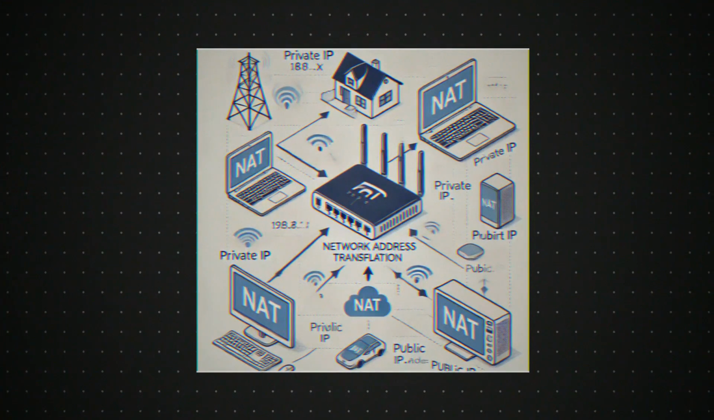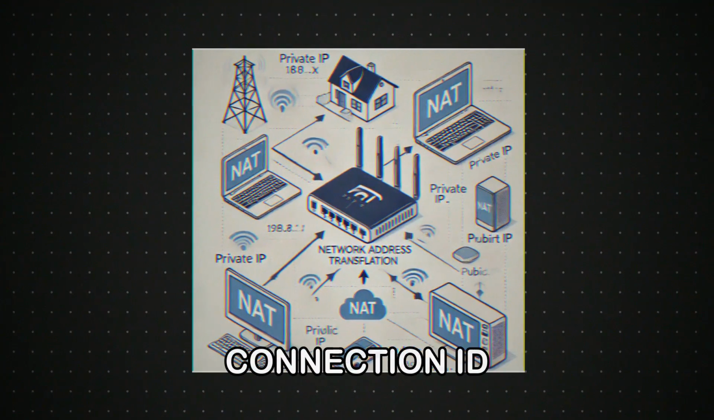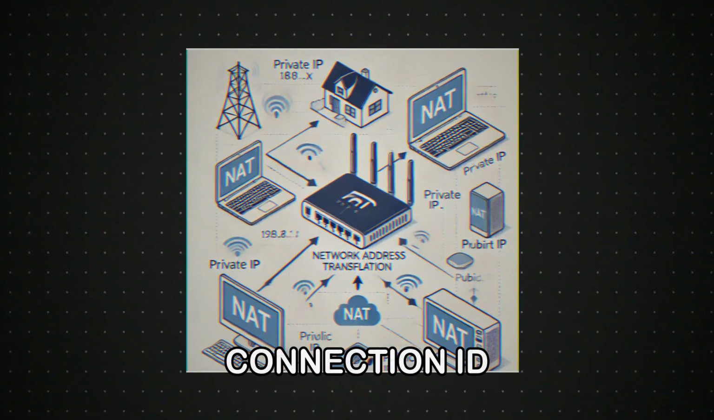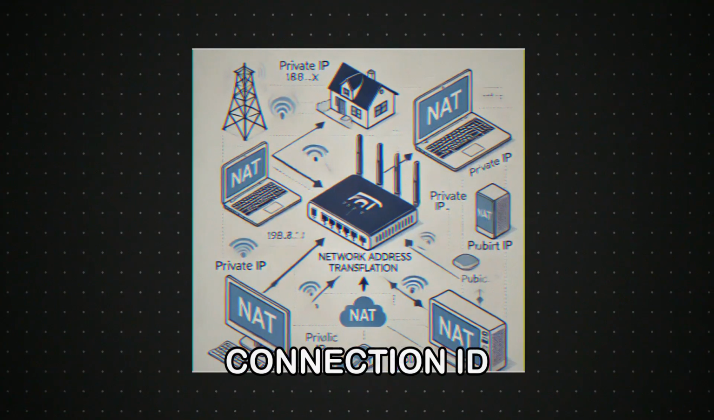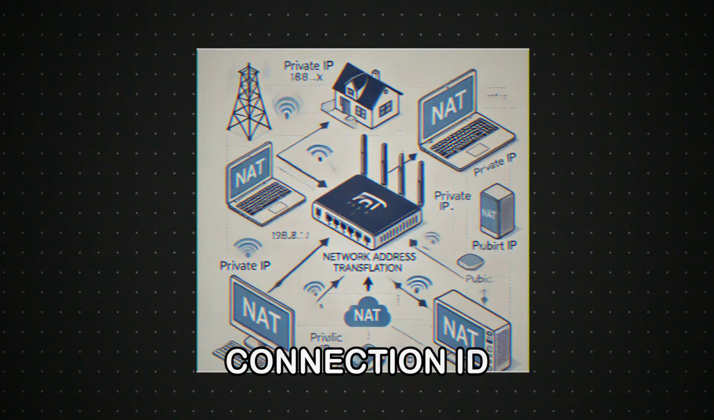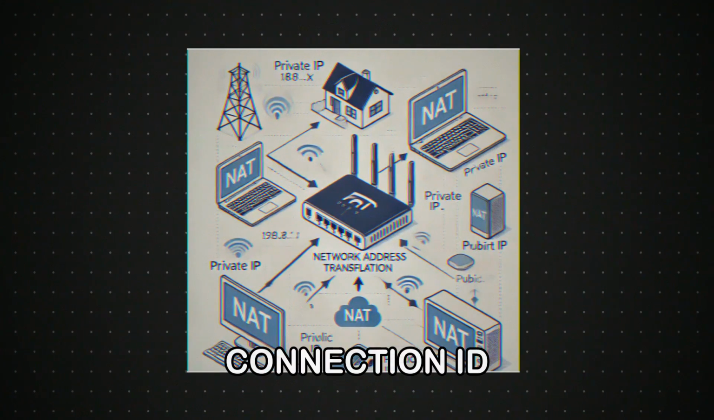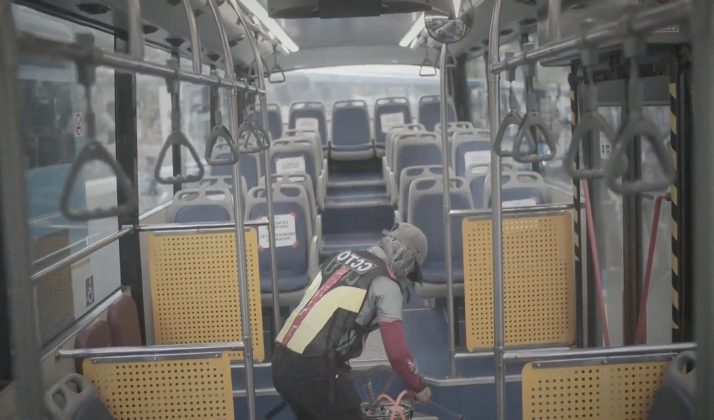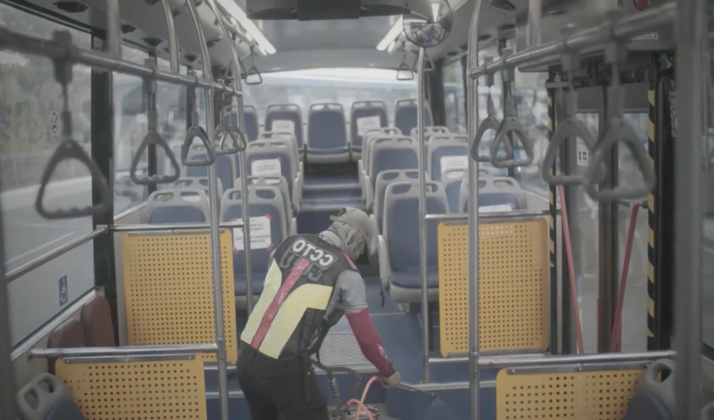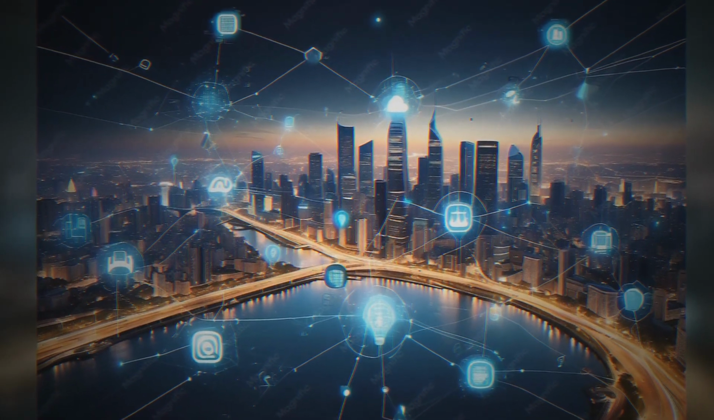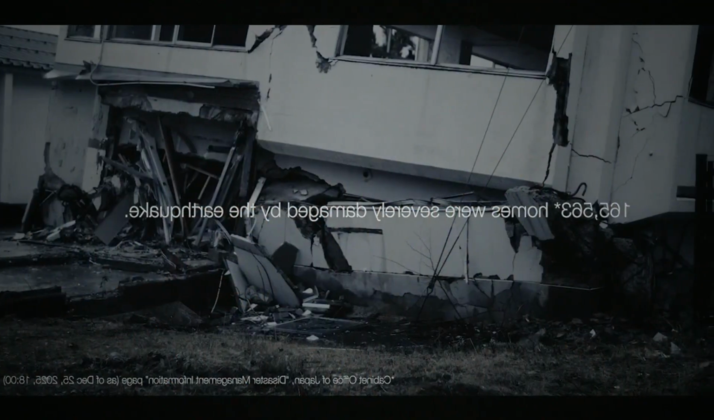QUIC avoids this by identifying each connection with its own identifier that is independent of the network addresses underneath. When your phone moves from Wi-Fi to cellular and its address changes, the QUIC connection can continue on the new address without a fresh handshake, because both sides recognize each other by the connection identifier rather than by the addresses on the packets. The transition can be nearly invisible to the application above.